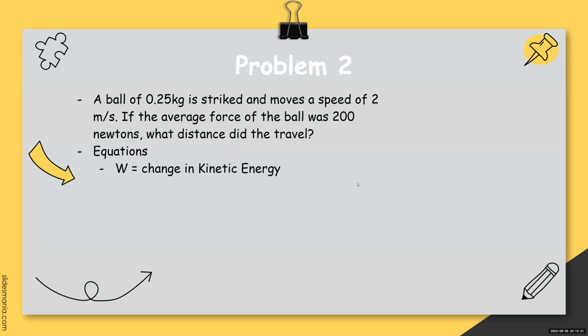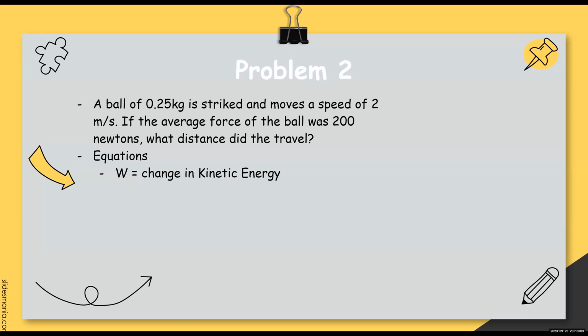And then here's problem 2, which is slightly harder. A ball of 0.25 kilograms is struck and moves at a speed of 2 meters per second. If the average force on the ball was 200 newtons, what distance did the ball travel? The equation you have to use is work equals change in kinetic energy. You probably want to use that as a hint, and you want to solve for the distance the ball travels. Try this problem out and tell me what you get. I'll give you guys some time to do it.